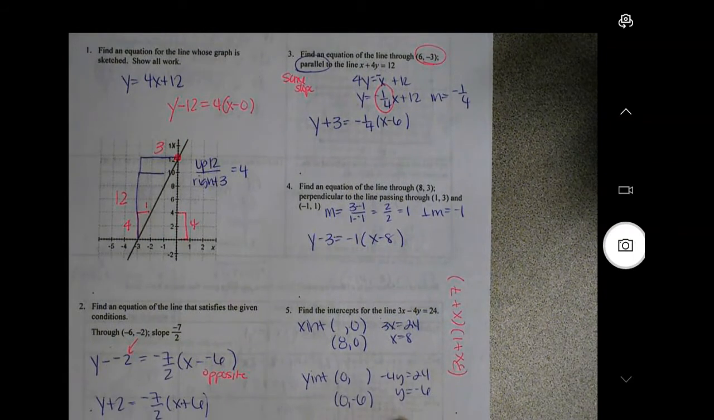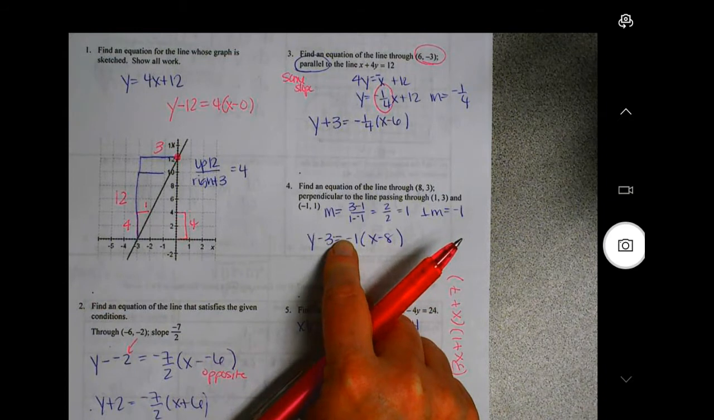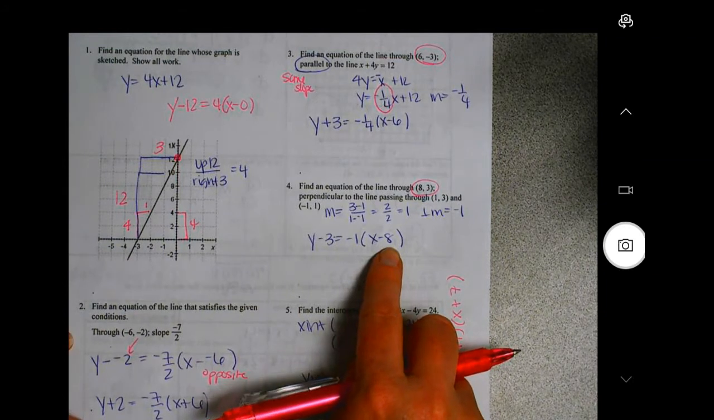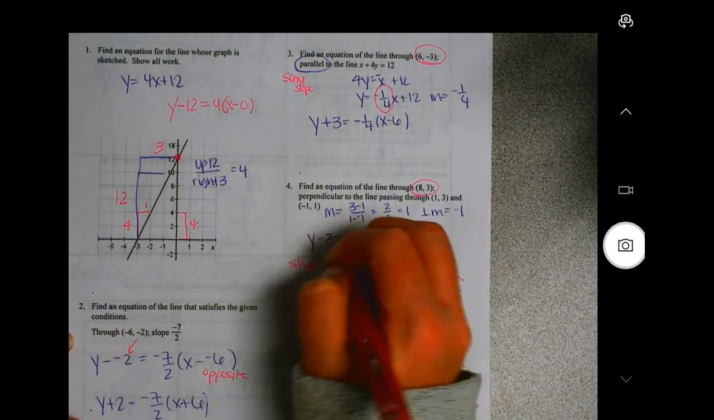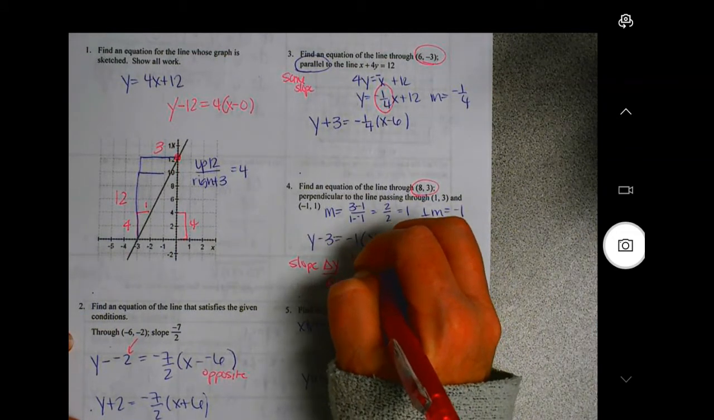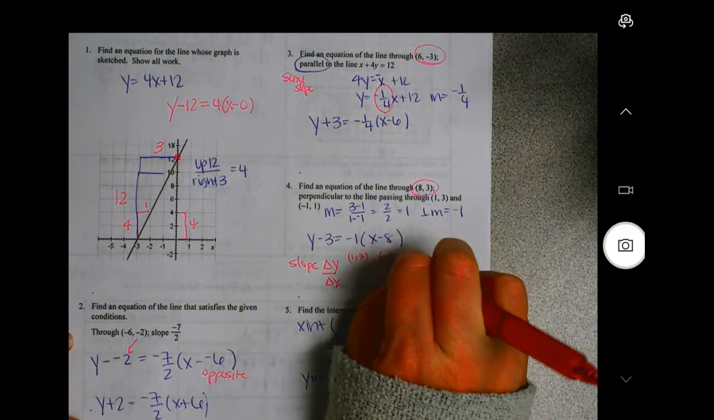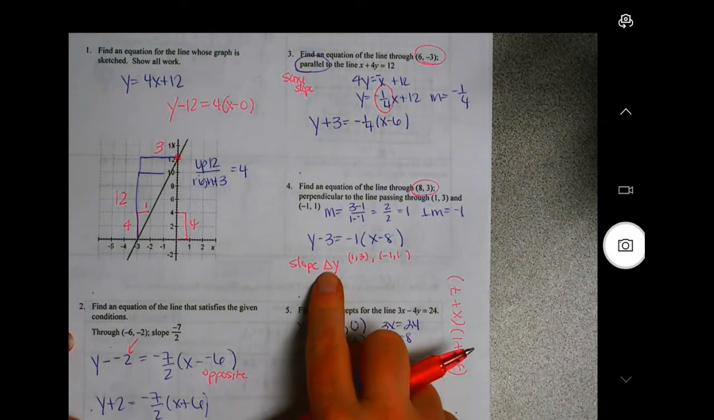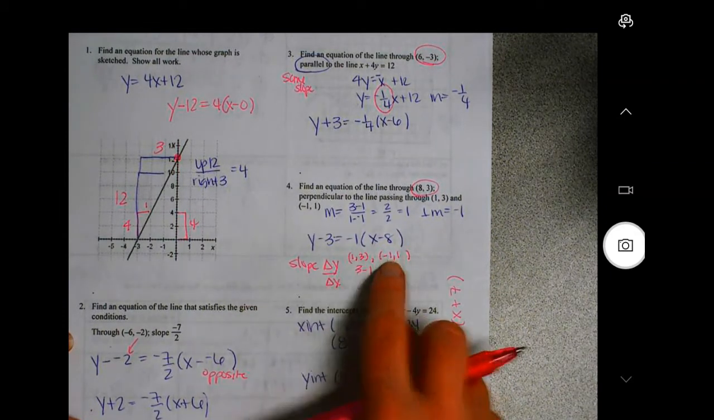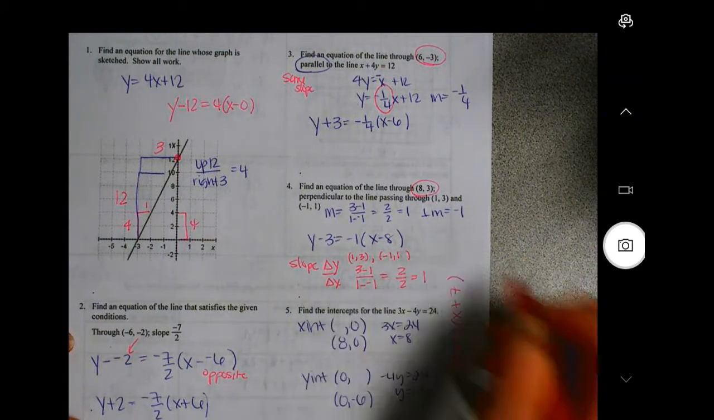Okay. This one's the same problem, but different information is given. We still have a point, so we still have the 3 and the 8, but we had to figure out slope. So we had to find slope, which is change in y over change in x between 1, 3, and negative 1, 1. So change in y tells us to subtract the y's. 3 minus 1, and then 1 minus negative 1. That's 2 over 2, which is 1.